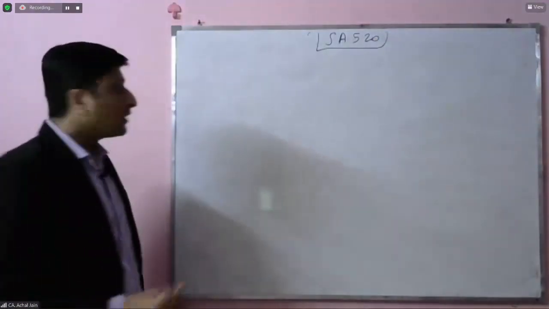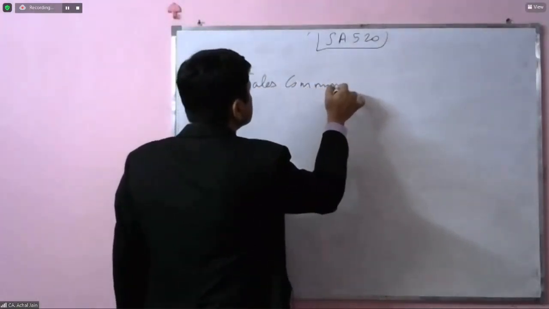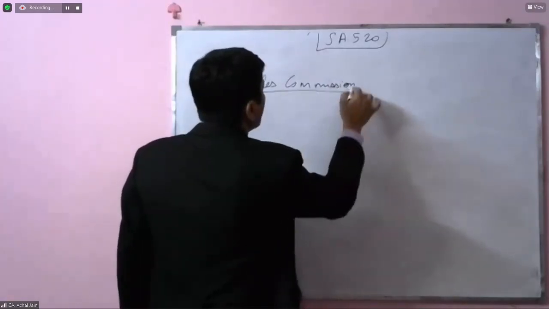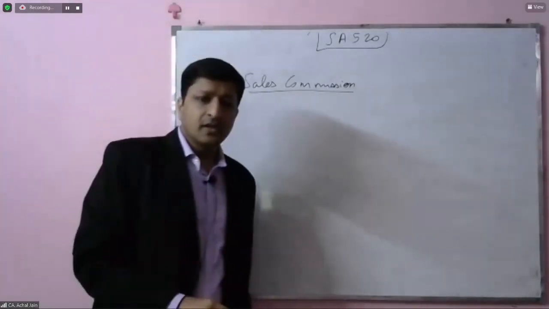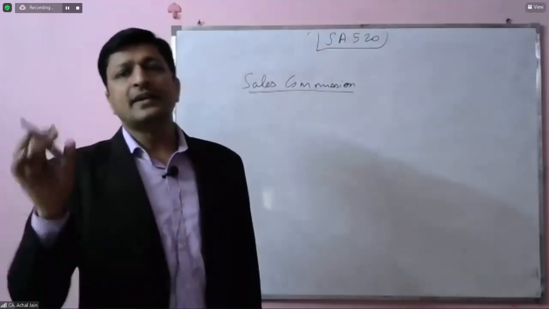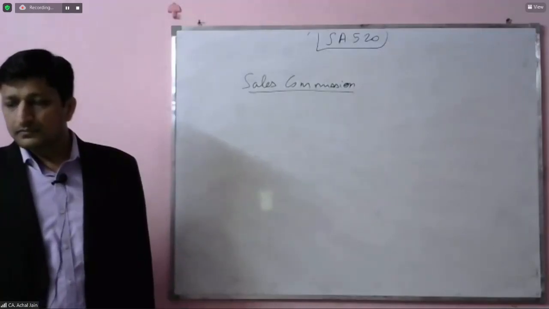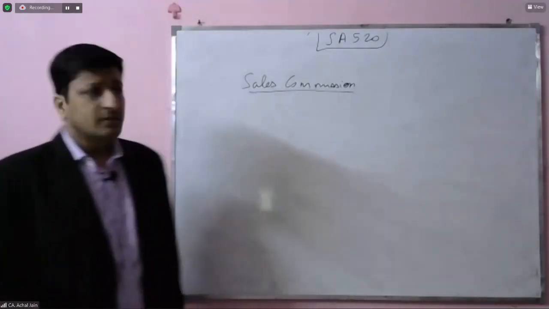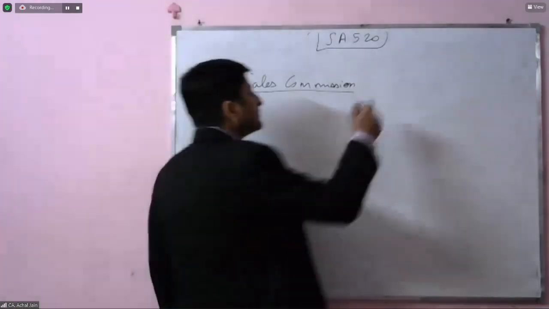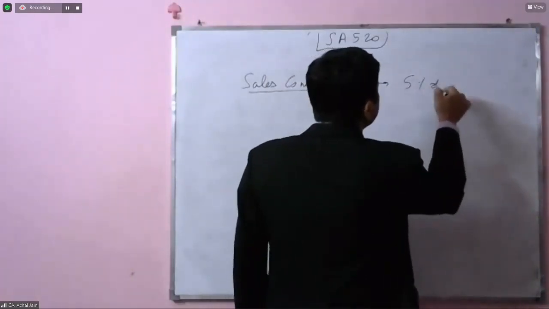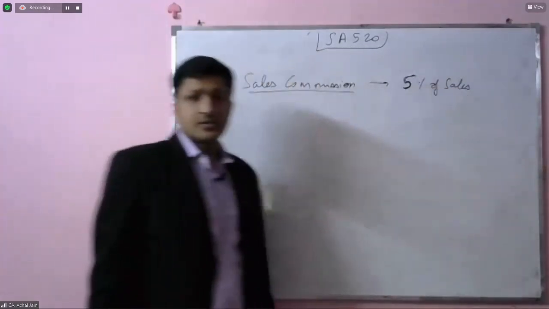And we can take one example of sales commission. And through this, we will also understand in a better manner meaning of analytical procedure as well as substantive analytical procedure. And we'll also try to understand how are these two different. Sales commission. Let's suppose percentage of sales commission is 5% of sales amount. So that's the percentage.